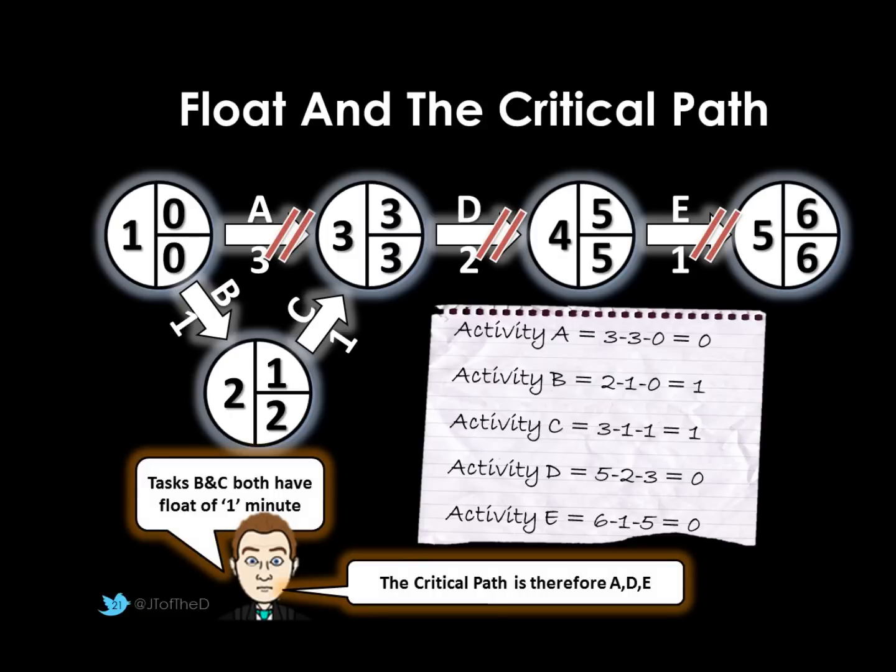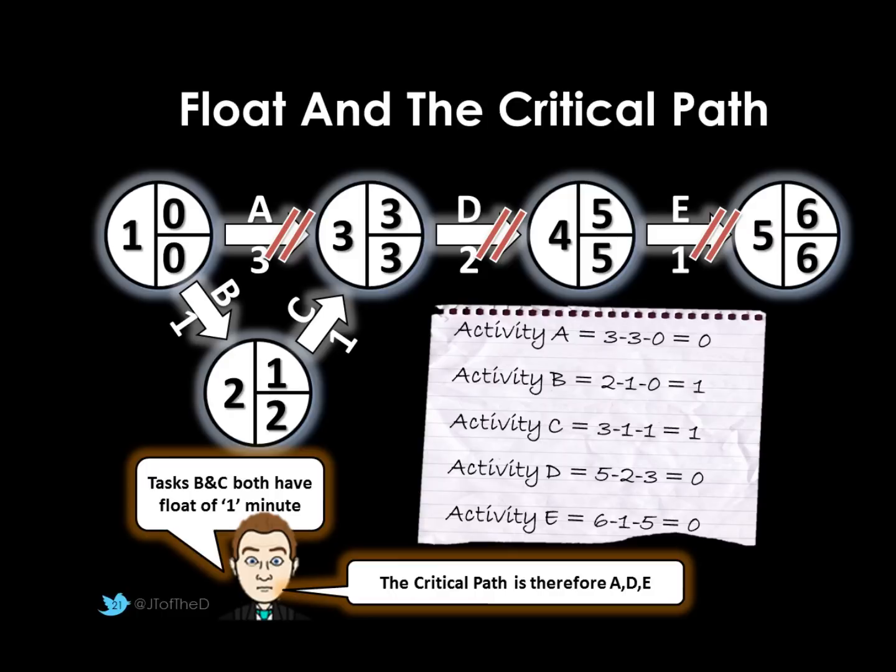Both tasks B and C have a float of 1 minute. I could actually take much longer meandering across my kitchen. It must be a very big kitchen. And if it took me 2 minutes to go and get my cup, actually that wouldn't impact. I could still make my cup of herbal tea in 6 minutes. And the same for task C. Obviously if task B did take longer, that would then eliminate the float from task C because the earliest start time would have increased for node 2.